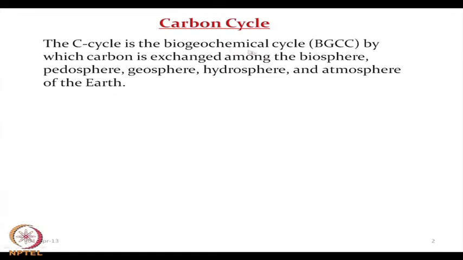So, the biogeochemical cycle: how the carbon cycle can be handled by all three compartments of this cyclic process. We see that carbon is exchanged among the biosphere, the pedosphere, the geosphere, hydrosphere, and atmosphere of the earth. From one part to the other, carbon is moving and we get the corresponding transformed form in all these cases.